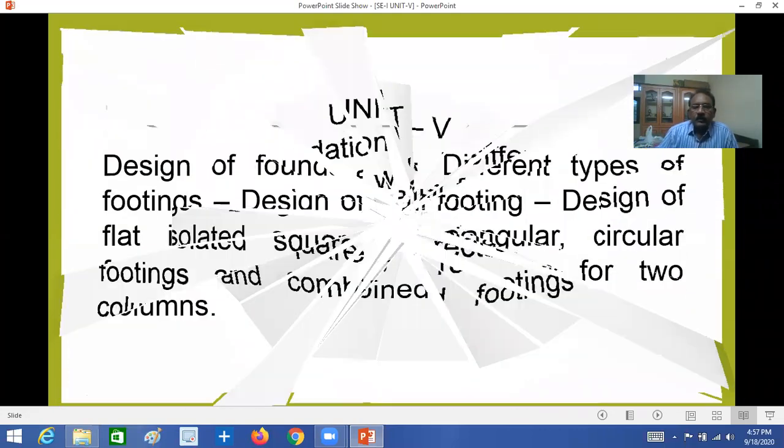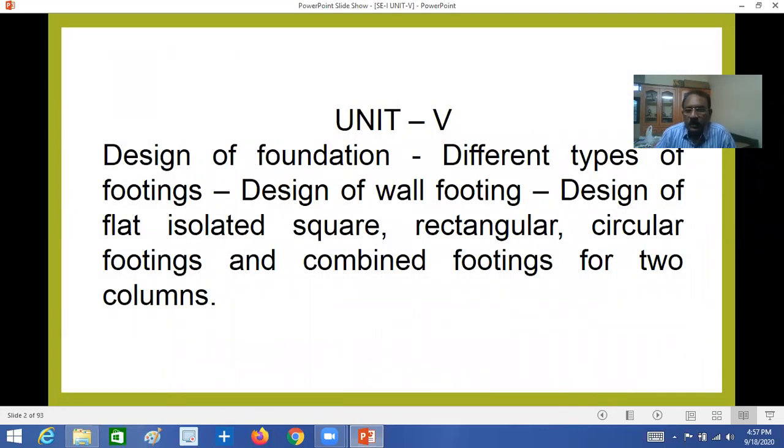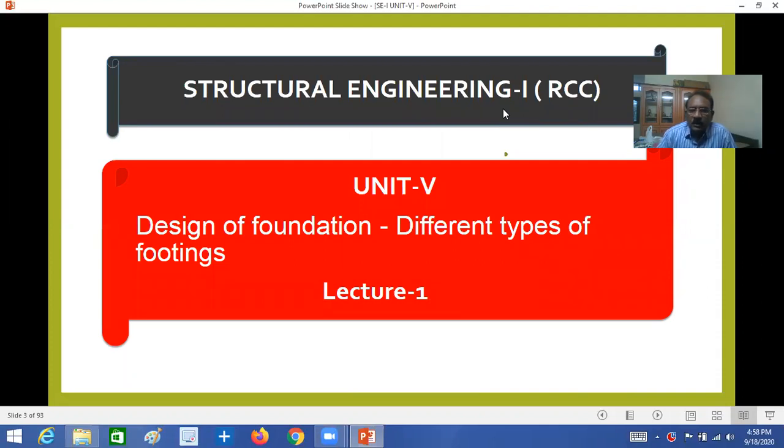In Unit 5, Design of Foundations: different types of footings, design of flat, isolated square, rectangular footings, circular footings, and combined footings for 2 columns. These are topics covered in this unit. First of all, what is the design of the foundation? How to design the footing? Design of foundation and different types of footings.